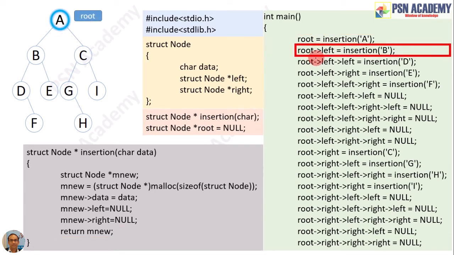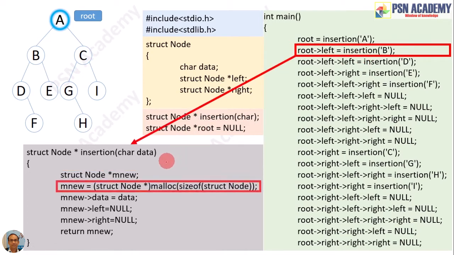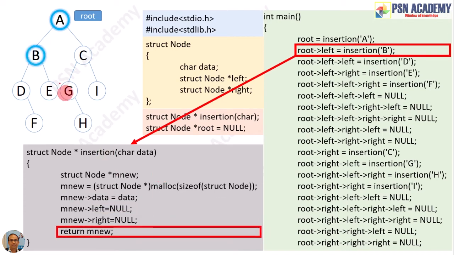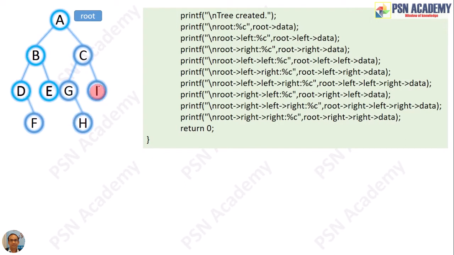Similarly, in the second statement you see that root's left will be pointing to the new node created by the function insertion B like this. And here is your new node with the data B inside, which is pointed by the left pointer of root. So in this way, we can create a binary tree like this. During coding for preorder traversal, we will use this tree as a sample.